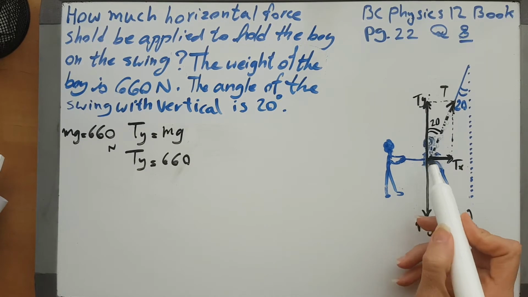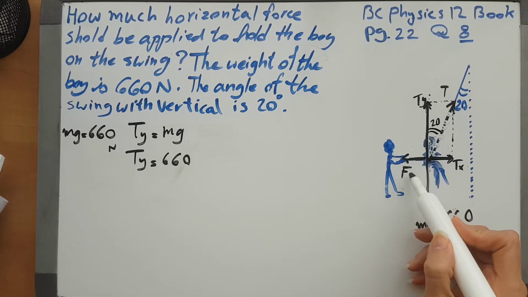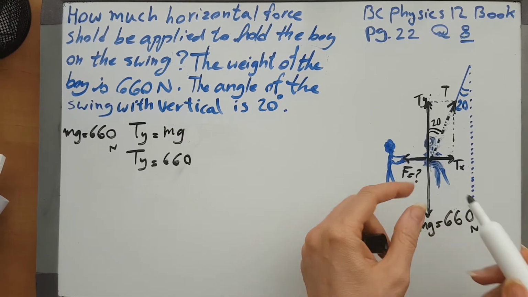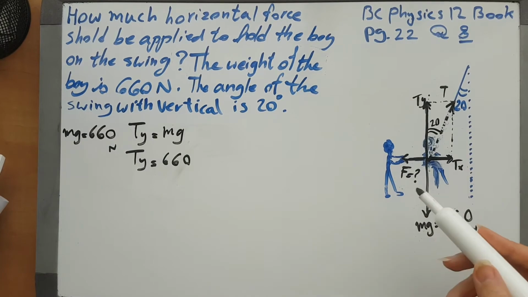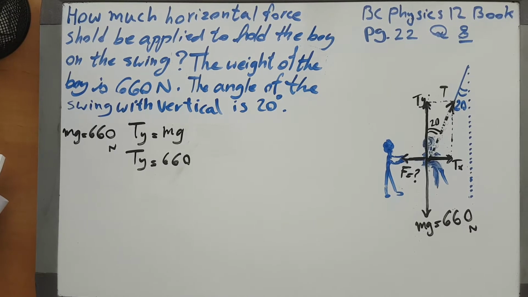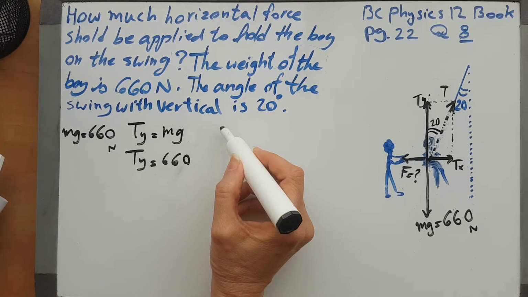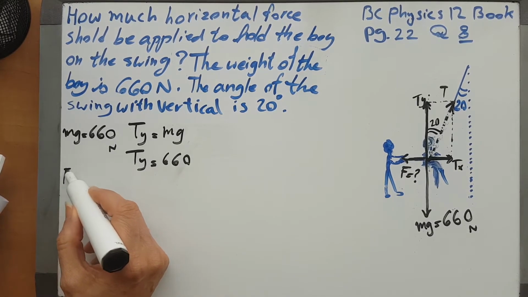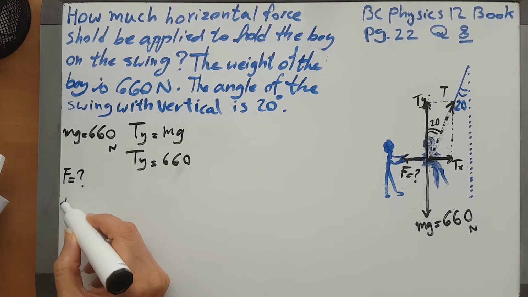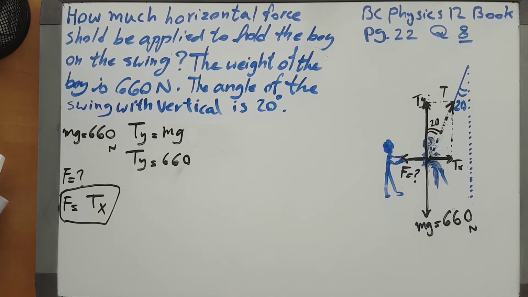There is another force. The force that they're asking for is actually the force that this boy is applying, the horizontal force which holds the boy on the swing. This force equals the Tx, so the F that they're asking for equals Tx. Now that I know my Ty, I have to find the T.